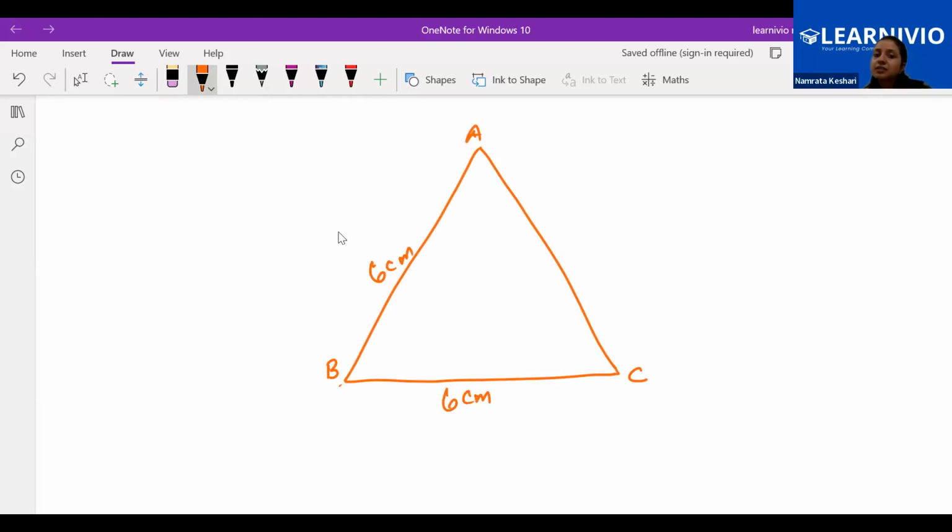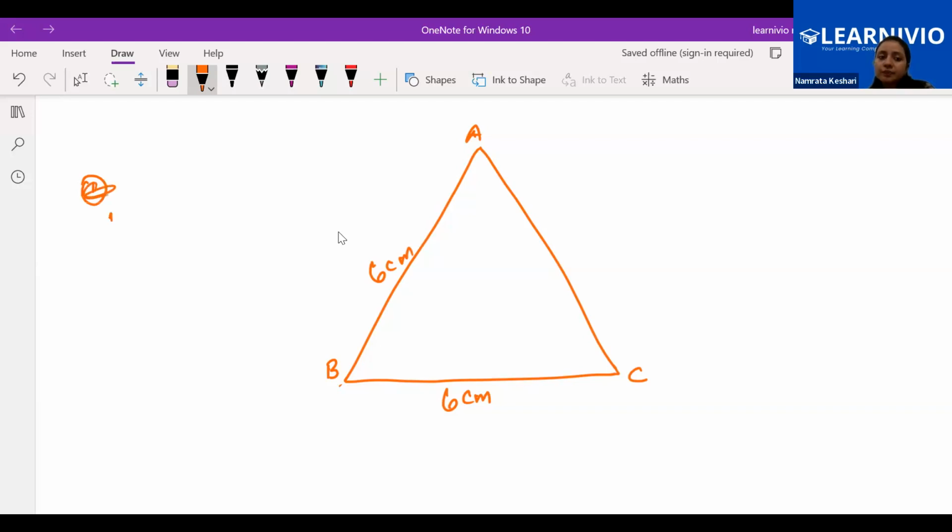Since it's an isosceles triangle, can you tell me which two angles will be the same over here? Yes, which two angles will be the same? Angle A and angle B. Okay, vote for the angles. I'm writing everyone's response over here.